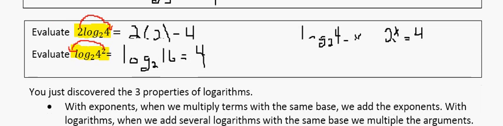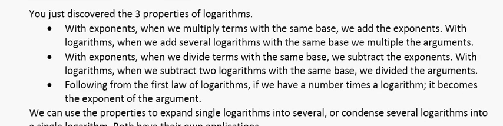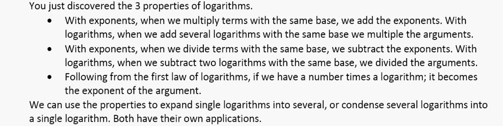Okay, so scrolling down a little bit more here, I've kind of summarized what we did. You just discovered the three properties of logarithms. And once again in review, with exponents, when we multiply terms with the same base, we add the exponents. With logarithms, when we add several logarithms with the same base, we multiply the arguments. As with exponents, when we divide terms with the same base, we subtract the exponents. With logarithms, when we subtract two logarithms with the same base, we divide the arguments.